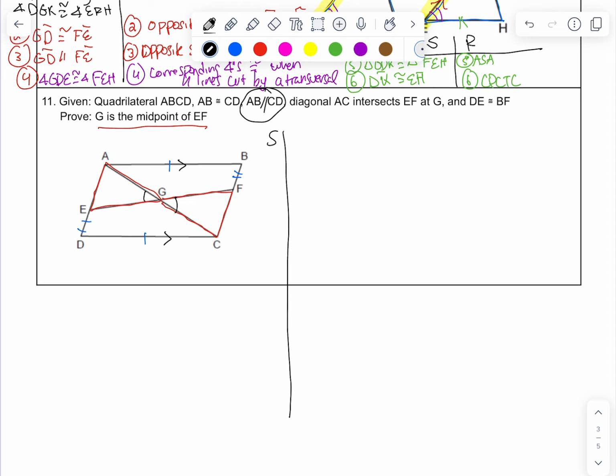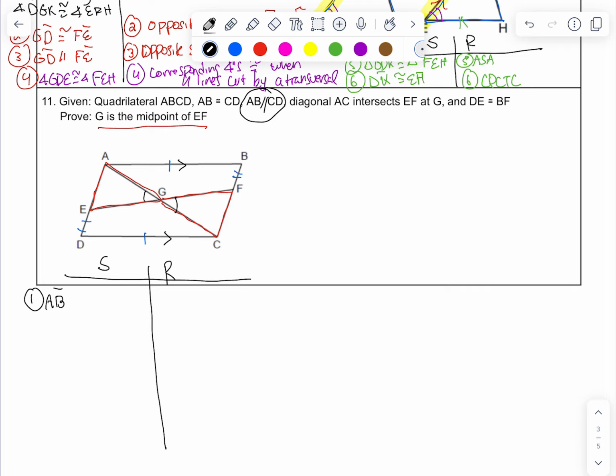I'm going to pause here and I'm going to start writing because we're going to forget what we're saying if we don't start writing some things down now. So we have AB congruent to CD. We have AB parallel to CD. And we have DE congruent to BF. And I'm just writing all my givens down at once.